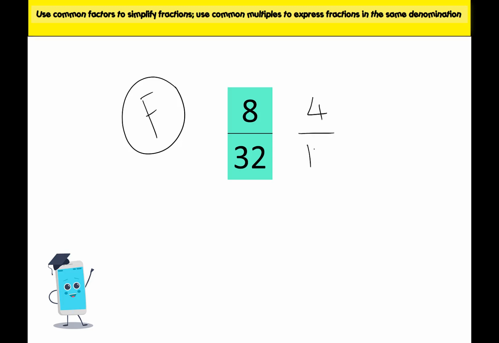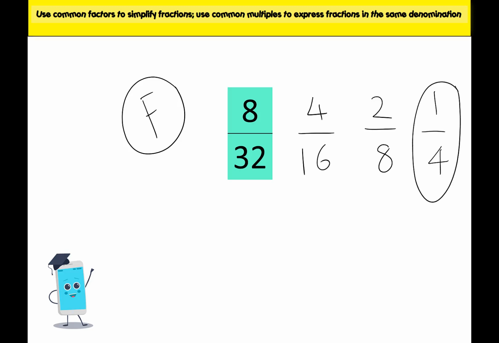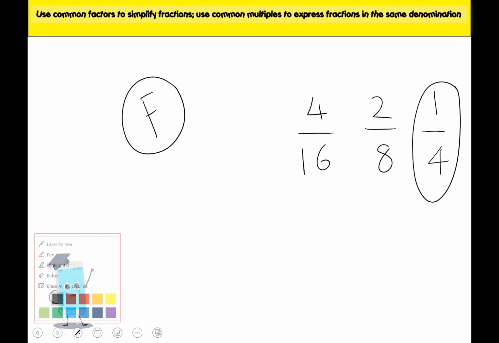4/16. My 4/16, both even numbers, so I can halve it again. 2/8. Both even numbers, I can halve it again. 1/4. And now that would be my simplest version of that fraction. So that one was a false because it was not already in its simplest form. So let's have a go at one final example.